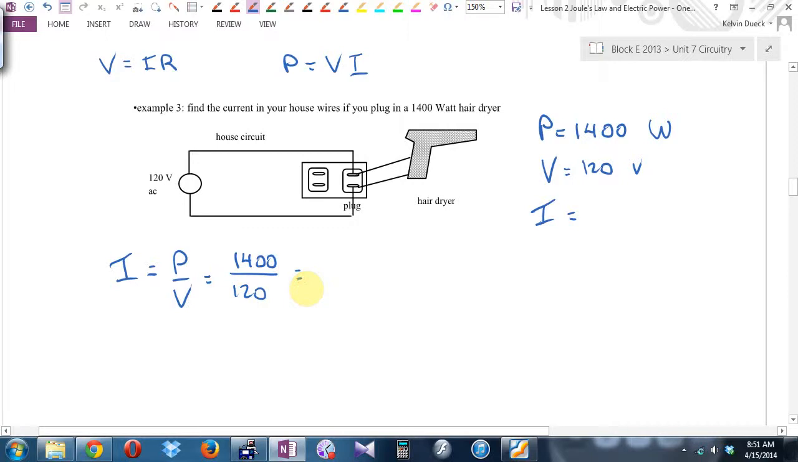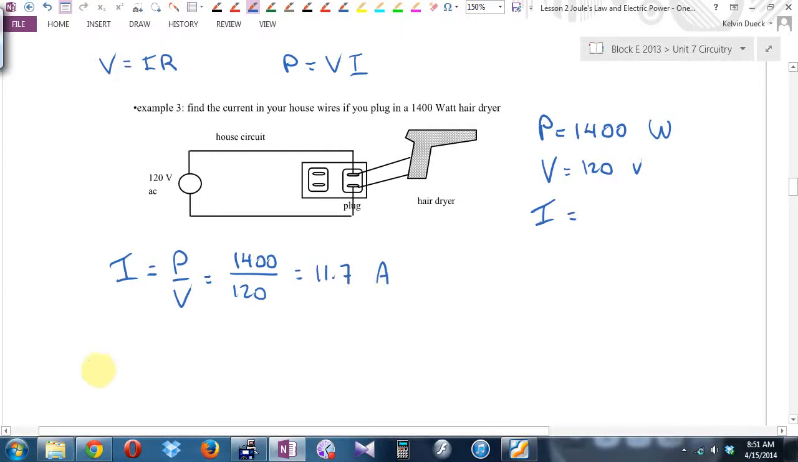What do we get here? How many amps? 11.6. Sorry? 11.6. So let's go 11.7 amps. Most household circuits can handle 15 amps. Could your household circuit handle this? Yeah. Could it handle 2 blow dryers at the same time? Probably not, depending on how you wired them together, but certainly in series, that would blow your breaker.